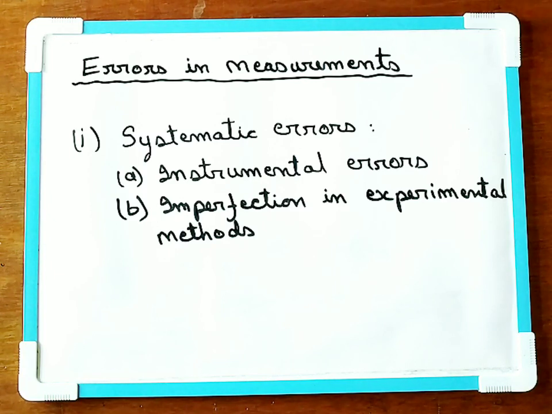These procedures you'll be doing in your practical classes, and mostly in practical class you'll be measuring the thickness of a sheet by using a screw gauge, or the diameter of a cylindrical body by using a vernier caliper, and there are methods and procedures which you have to follow. If you don't follow these procedures, there'll be errors in your measurements. So the second source of systematic errors is imperfection in the experimental methods. You have to follow the procedures given to you while doing your practicals.